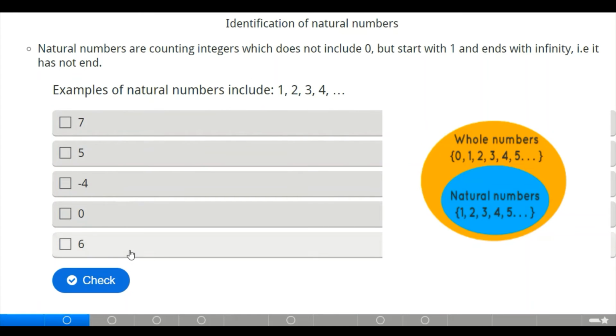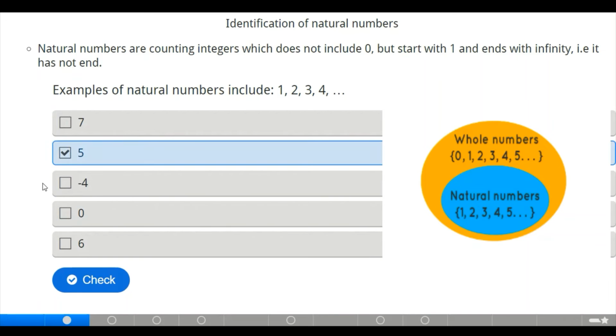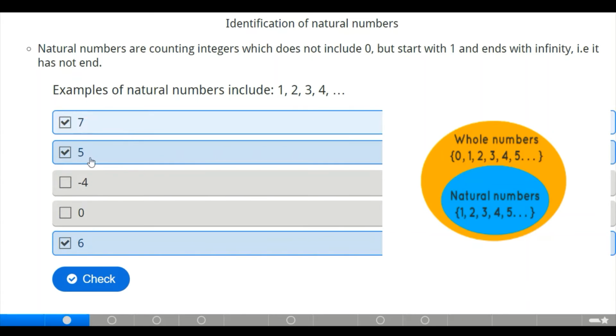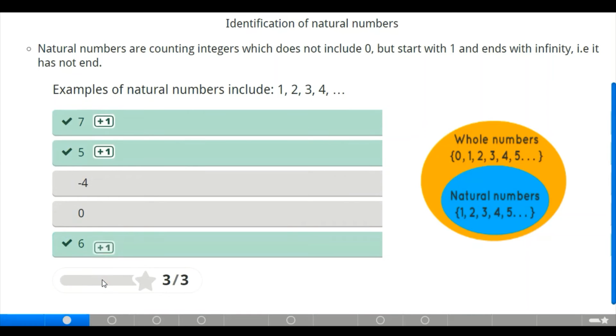So let's look at the activity we have here. After 4, what else can we have? We can have 5, right? After 5, what else can we have? We can have 6, we can have 7. But zero cannot be included, and minus 4 cannot be included in natural numbers. So let's check our answer. Yes, we are right.